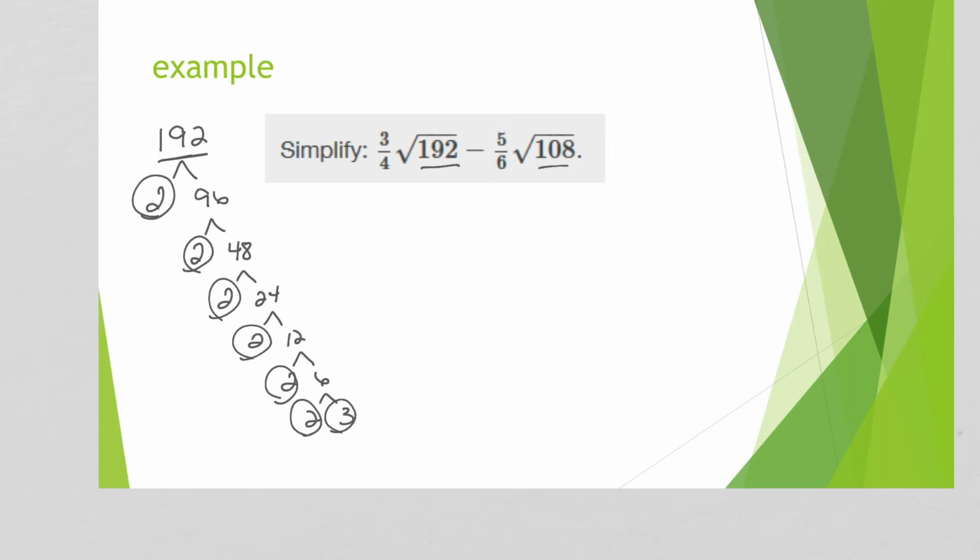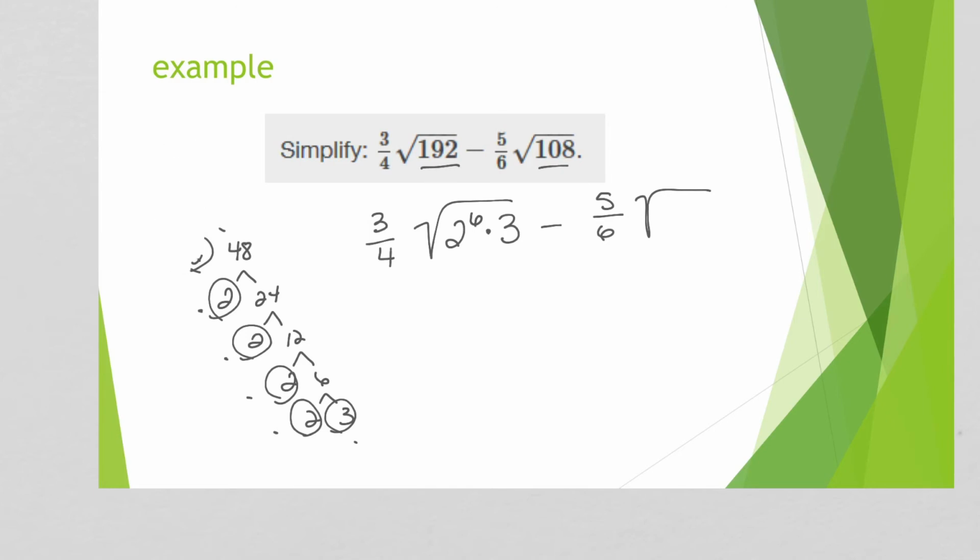So I know this can be written as 2 times 2 times 2 times 2 times 2 times 2 times 3. So what I have under the radical is 2 to the 6th power times 3. I have not taken the square root of that yet, but that's okay, we're moving on. So 5 over 6 times, and I'm going to do the same thing with 108. If you haven't written this down yet, you might want to hit pause at this point because I'm going to erase it and do the same thing with 108. You can always rewind if you have to.